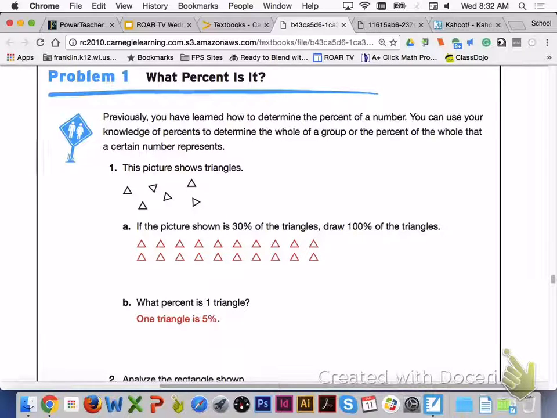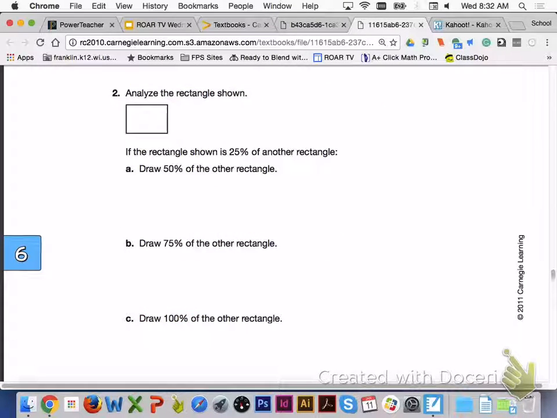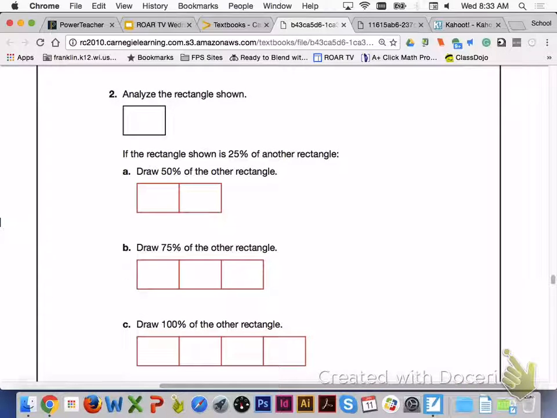For number 1, letter A, if we drew 100% of the triangles, we would have to draw 20 triangles, and for letter B, one triangle is 5%. Please answer number 2, letters A through C with your group members. For number 2, if the rectangle shown is 25% of another rectangle, for letter A, we would have to draw 2 to represent 50%, letter B, 3 to represent 75%, and for letter C, we would have to draw 4 rectangles to represent 100%.